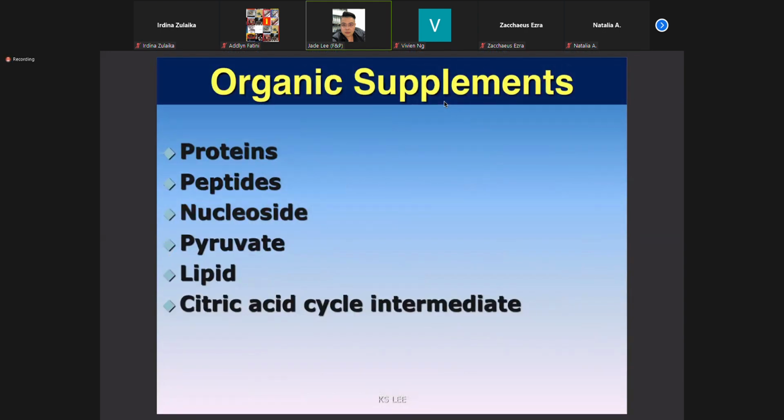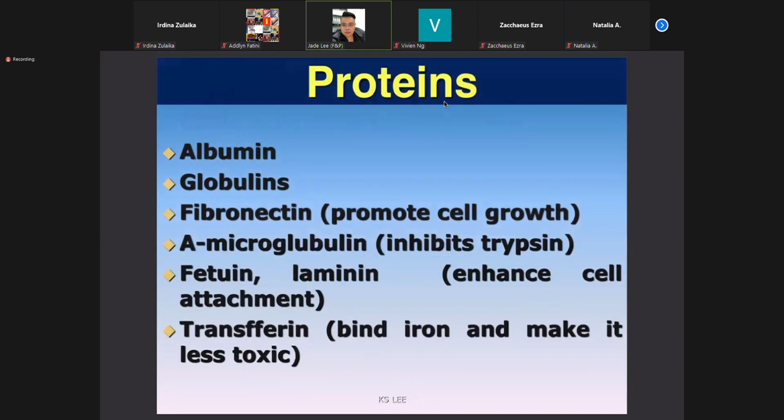For organic supplements, which may include proteins, peptides, nucleosides, pyruvates, lipids, and citric acid cycle intermediates, these can be supplied directly in the media. Also albumin, globulins, and fibronectins, which are used to promote cell growth. The alpha-macroglobulins inhibit trypsin, and there is ferritin, the laminins, which enhance cell attachment, and the transferrins, which are very useful to bind the ions and make them less toxic. These are the proteins also added to the media for cell survival.